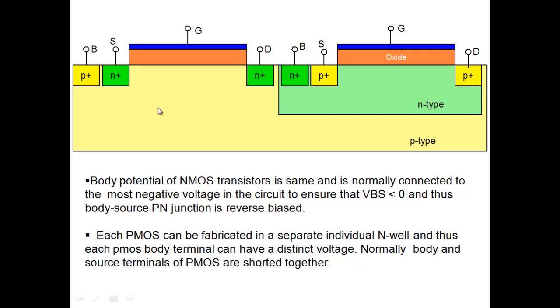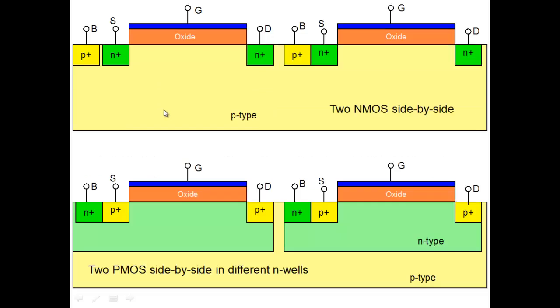Now note, when I have a process like this, if I make two N-type transistors side by side, yeah, 2 NMOSs side by side. Look at the first picture, 2 NMOSs side by side. N plus, N plus, N plus, N plus here, right? When I make that, this is a contact here.